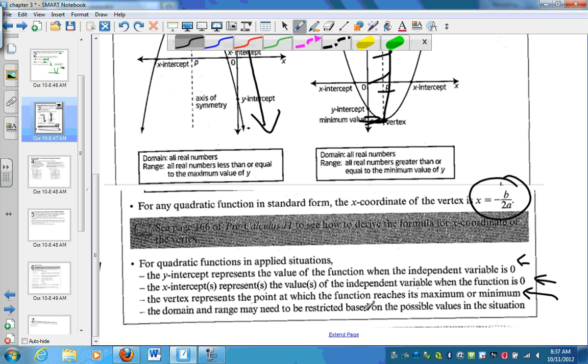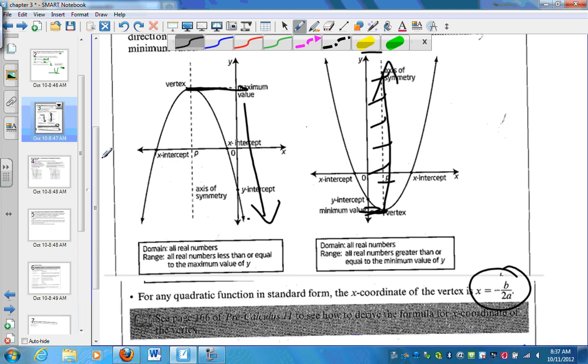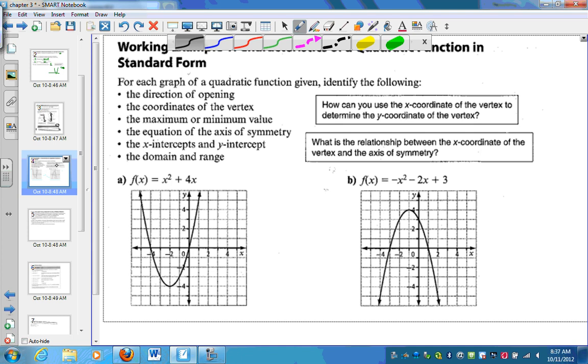And the domain or range may need to be restricted based on the values of the situation. So we might be talking about people, and it wouldn't make sense to have negative people. So sometimes we need to restrict it. Or we could be talking about cars, and it doesn't make sense to have a third of a car. That's what they mean there. So now for each graph, we have to identify the direction of opening, the coordinates of the vertex, the max or minimum, the equation of the axis of symmetry, the x and y intercepts, and the domain and range.